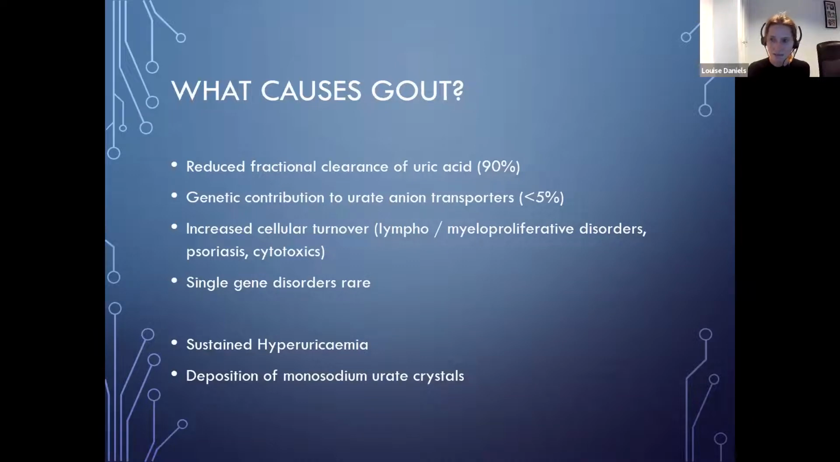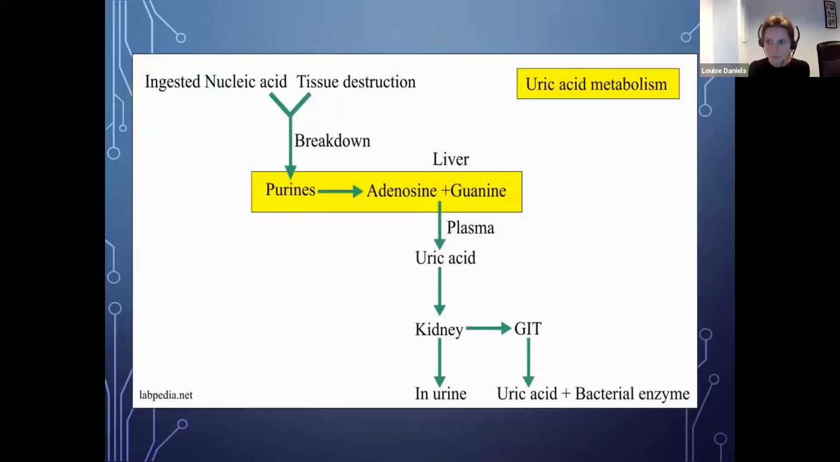You then get a buildup of uric acid, as I said, and the sustained hyperuricemia in the body will begin to lead to the deposition of these monosodium urate crystals in the joints and in other tissues in the body. So this is just having a little look at the pathway in diagrammatic form. So we've got the breakdown of our nucleic acids in the liver to produce purines, which are then converted into uric acid, which is excreted primarily in the kidneys, but also in the gut.